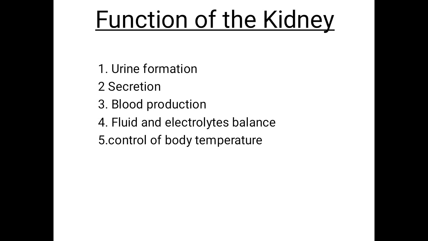So when we talk about control of body temperature, in a case where somebody has a raised body temperature, as somebody is excreting urine, heat is also lost through urine. Because urine by nature, when you feel it, is hot; its temperature is a little bit warm. So in a case where somebody has increased body temperature, it will control temperature by losing heat through urination.